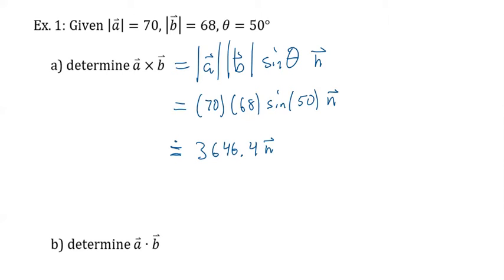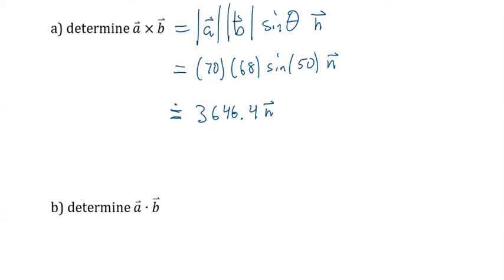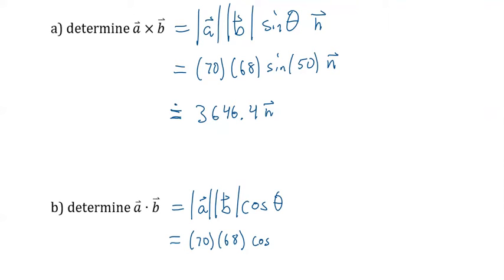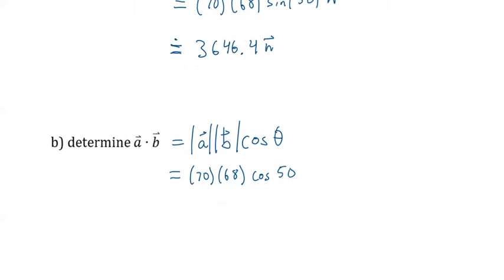Any questions? And just as a reminder, a little bit of review, so we can again compare how these are similar but different. What about A dot B? So this is vector A times vector B times cosine of the angle between them. Dot product is a scalar, so no vector n required. Again, calculator in degrees. And I got 3059.7.